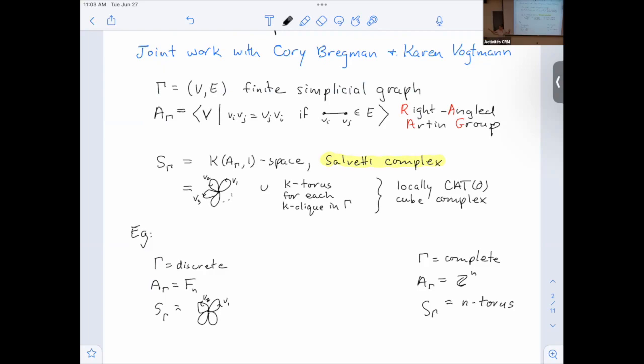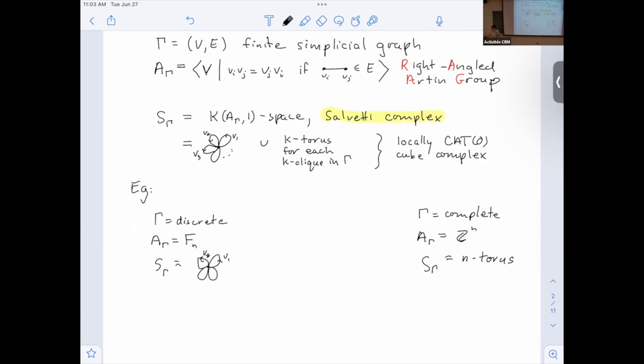So at the extremes, if gamma is discrete, then the Artin group is just a free group, no relations at all. And the Salvetti complex is just a rose. It's just a bunch of loops. That's it. Nothing higher dimensional.